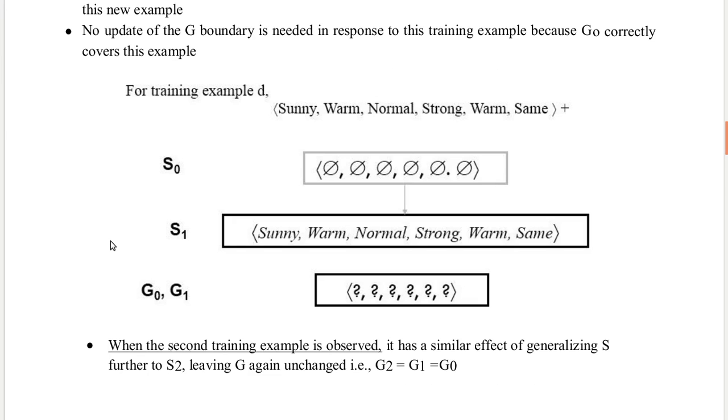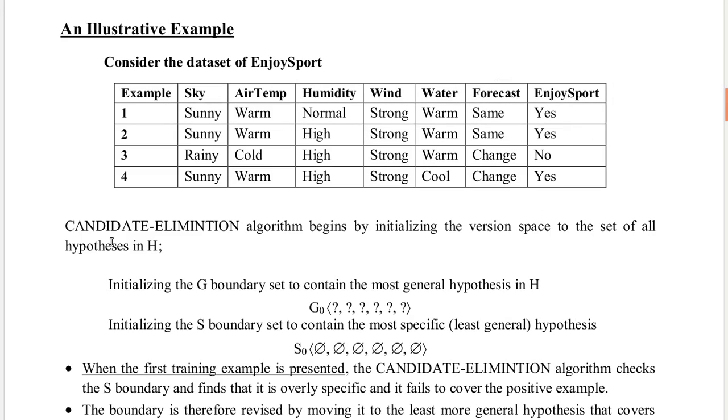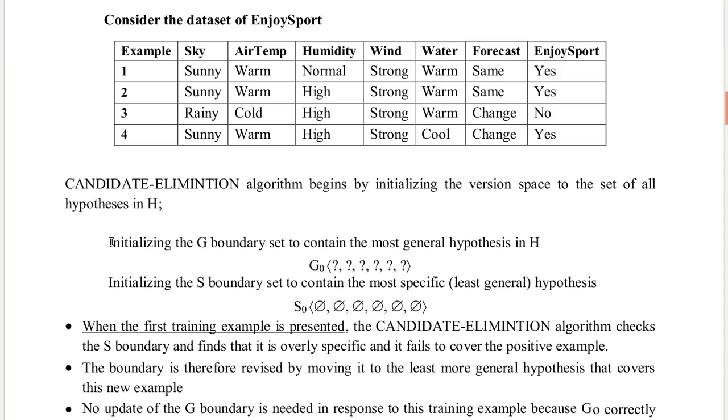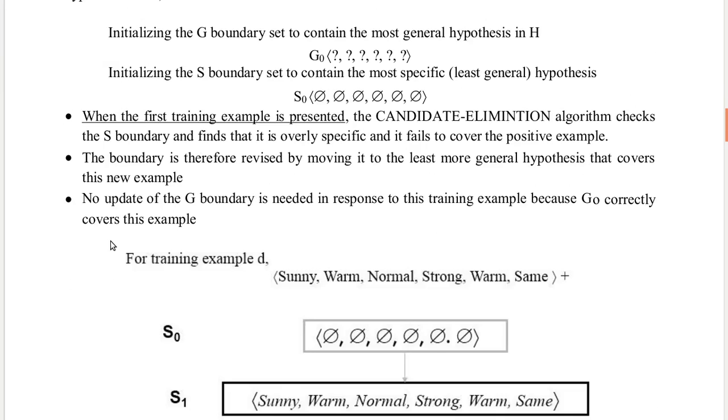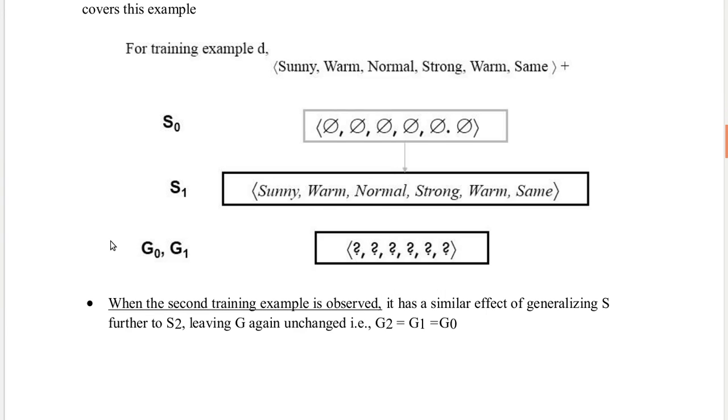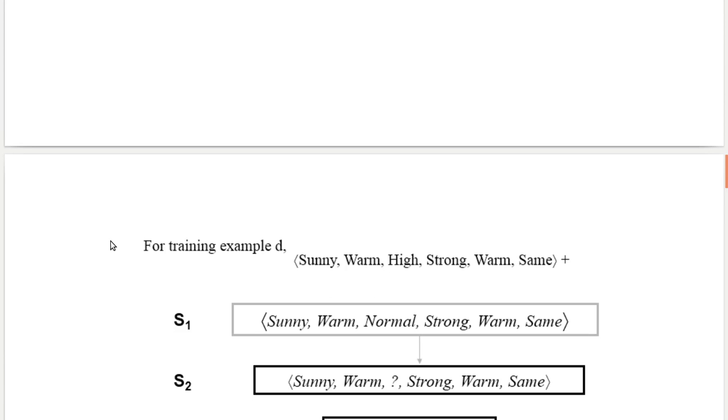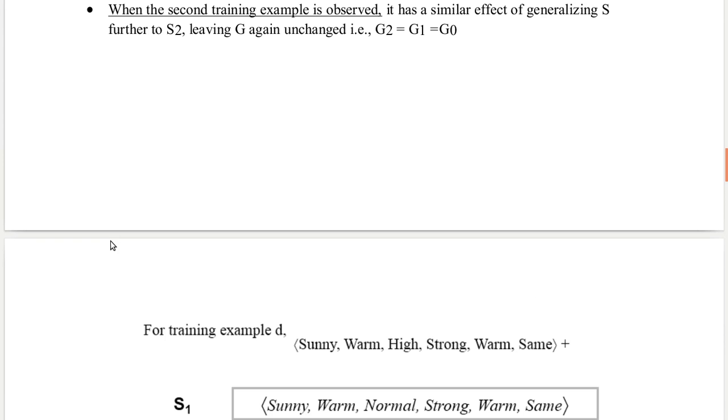Now coming to the second training example. If we look at the second training example, we know that it is a positive training example again. So when we encounter the positive training example, we have to update the value of S. When updating the value of S, we do the same thing as we did in the Find-S algorithm. First we will say our hypothesis is S1, that is sunny, warm, normal, strong, warm and same, and our training example, that is the second training example, is D.